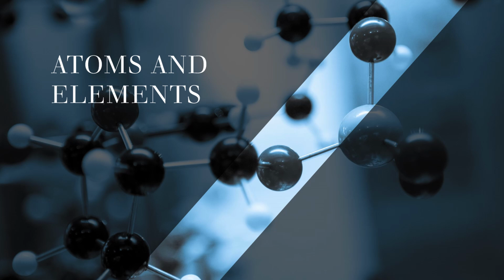Metals, nonmetals, and metalloids. Metals: these elements are typically shiny, conductive, malleable, and ductile. Most elements on the periodic table are metals. Nonmetals: these elements are typically dull, brittle, and poor conductors of heat and electricity. Metalloids: these elements have properties that are intermediate between metals and nonmetals.